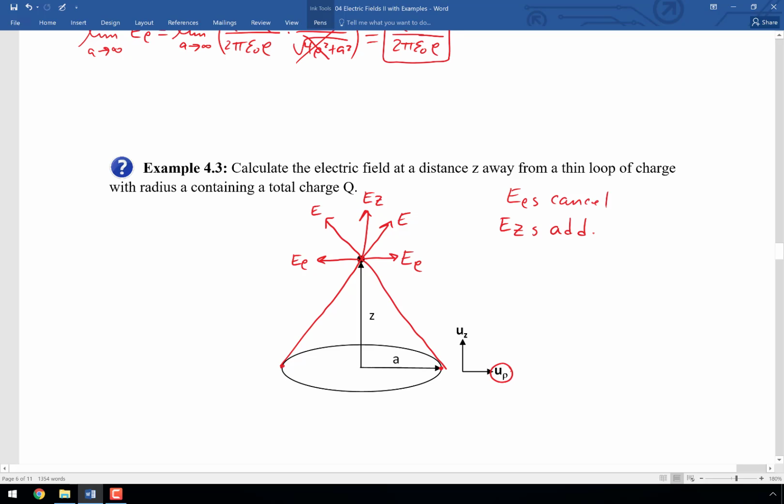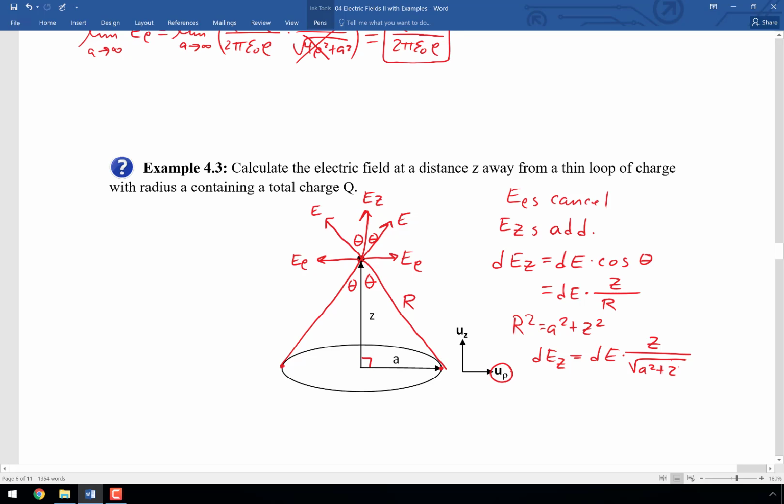So if I needed to figure out how to calculate those, it's going to be the same trick with the theta. I've got theta there and there and there and there. And I'm going to be able to see dEz is going to be equal to dE times the cosine of theta. And I have, again, a right triangle where I have z and a as the two legs and r as the hypotenuse. So this is equal to dE times the adjacent side, which is z divided by r, the hypotenuse. And of course we know that r squared is equal to a squared plus z squared. So our final relationship is that dEz is equal to dE times z divided by r, which is the square root of a squared plus z squared.